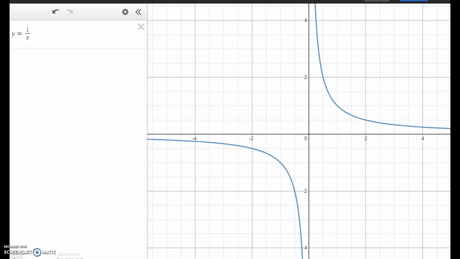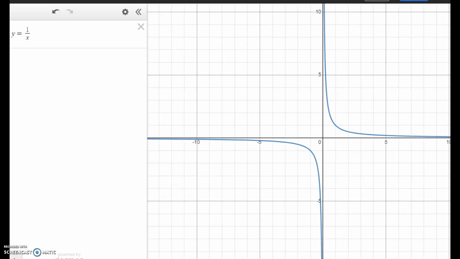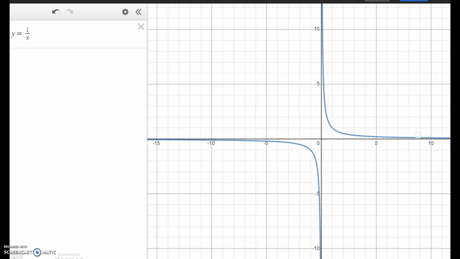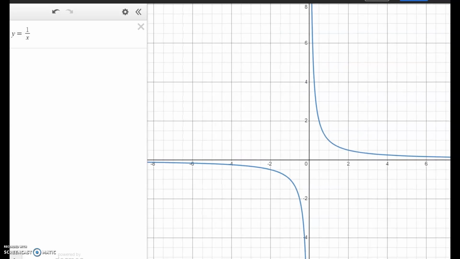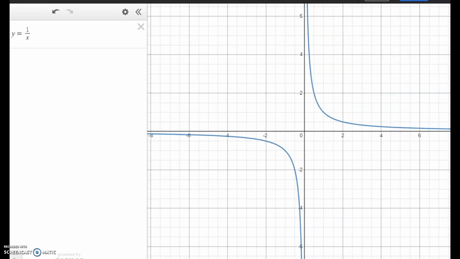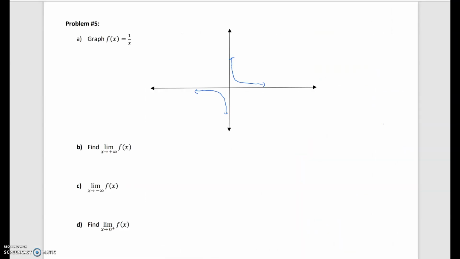Now, let me show you what the graph looks like. And notice the behavior as it goes towards positive infinity, negative infinity, and then at 0. Here in Desmos, we get a better picture, or at least a picture to scale. Now, based on the graph, they want us to evaluate the following limits. And the first one is the limit as x approaches positive infinity.